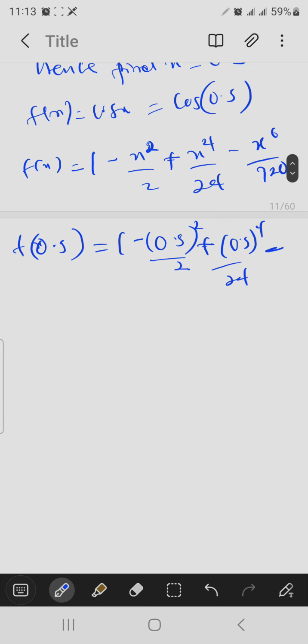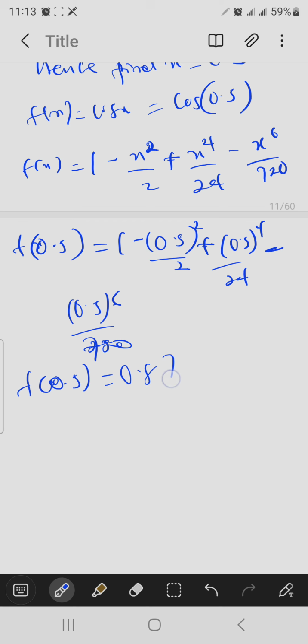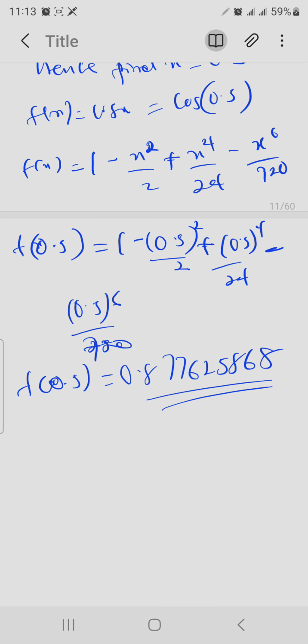0.5 all raised power 6 over what? 720. When you do this with your calculator, you are going to get f of 0.5 to be equal to what? 0.877625868 is going to be the answer. So now let me give you another example.